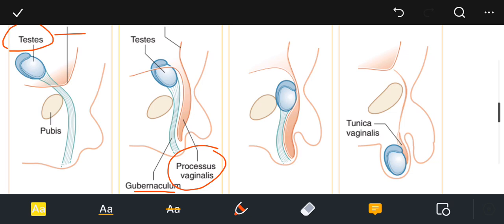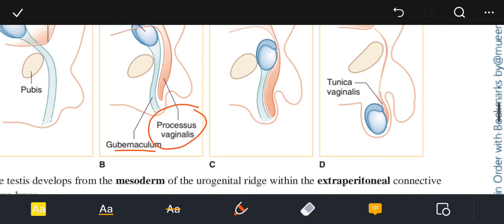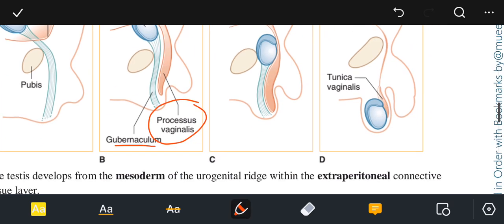So the processus vaginalis and the gubernaculum are directing the testis all the way down. Then the processus vaginalis becomes the tunica vaginalis after its obliteration, and the gubernaculum is incorporated into the testis, maybe as tunica albuginea or something like that. So this is a normal descent of the testis.